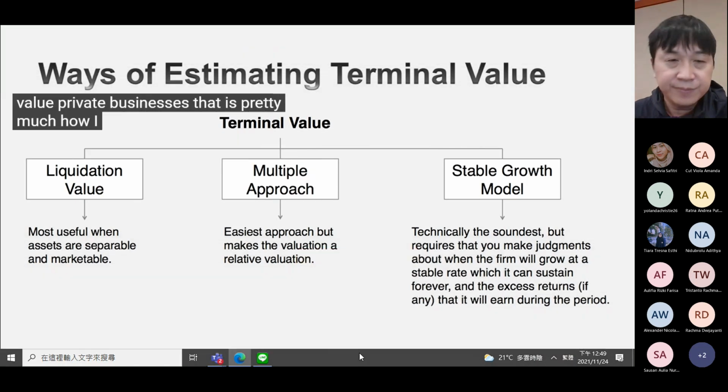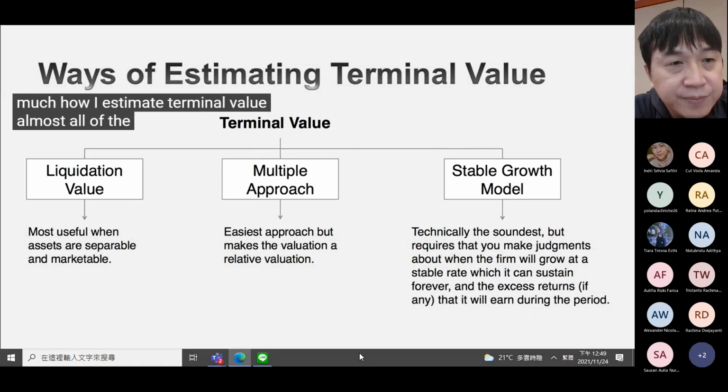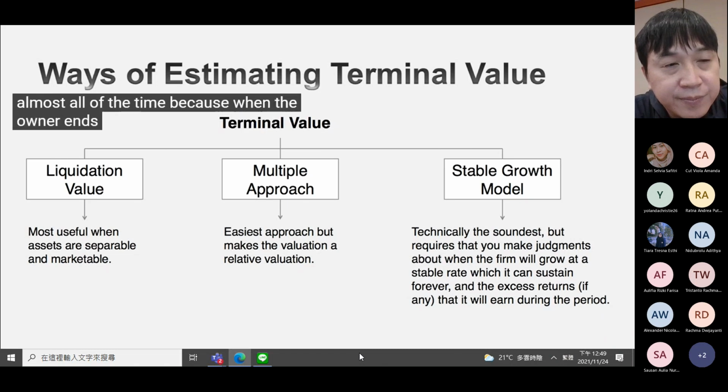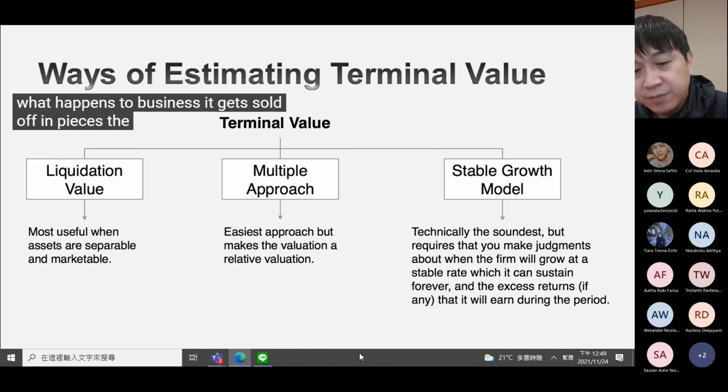That is pretty much how I estimate terminal value almost all of the time. Because when the owner ends a business, that's pretty much what happens to the business. It gets sold off in pieces.